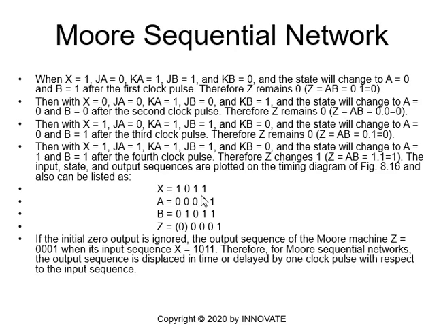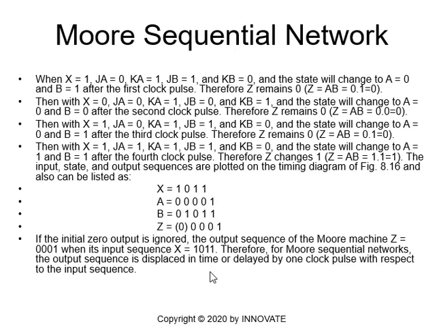So for 1, 0, 1, 1, A will be 0, 0, 0, 1, B will be 0, 1, 0, 1, 1, and Z will be initially 0, then 0, 0, 0, then change to 1. If the initial 0 of the output is ignored, the output sequence of the Moore machine will be 0, 0, 0, 1, when its input sequence is 1, 0, 1, 1. Therefore, for the Moore sequential network, the output sequence is displaced in time, delayed by 1 clock pulse with respect to the input sequence. Very interesting.